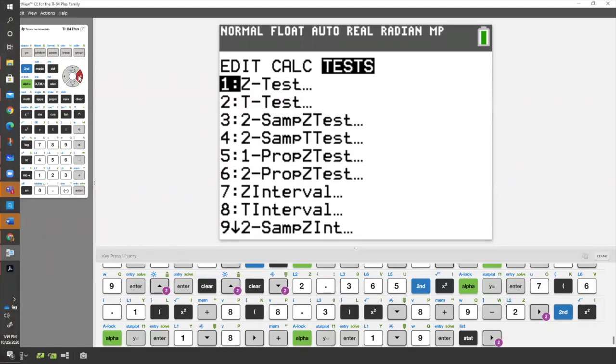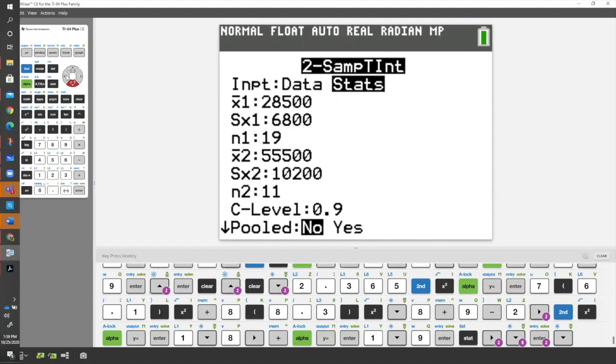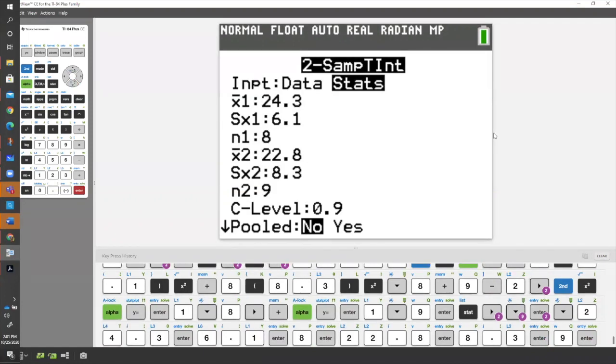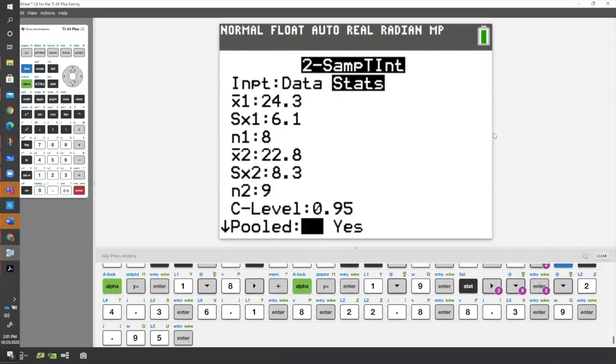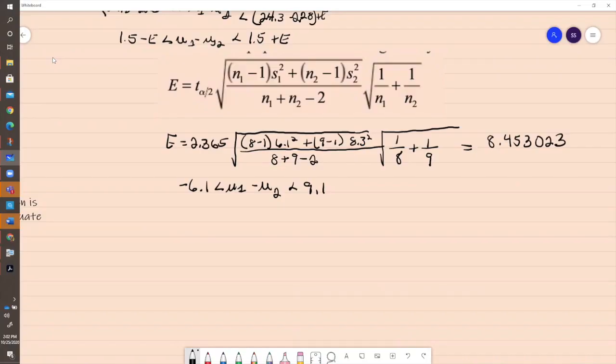Okay, and now we can go and put everything in our calculator. Stat, test. What type of test is this? 2-sample T interval. Stat, and we're going to put in all our statistics. All right, confidence interval is 0.95. And the question is, is this pooled data this time? The answer is yes, because the two samples are the same, so the sample variances are the same. So we're going to go with yes. And here's the answer. That's your confidence interval.